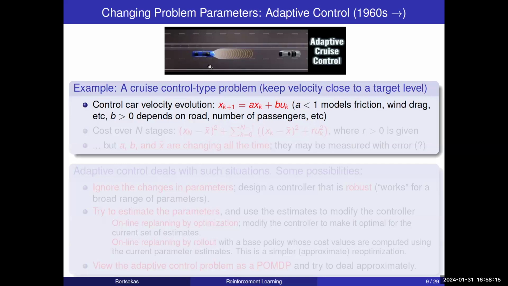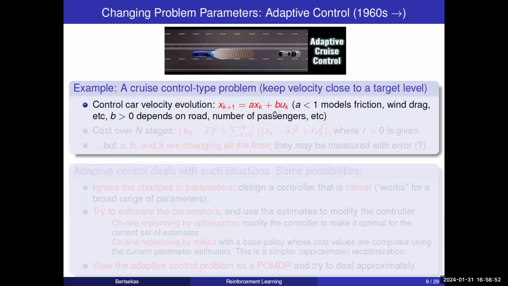So let me give an example here. A simplified problem of adaptive cruise control. Okay, here the objective is to keep the velocity of your car close to some target level that the driver may set. Says, I want to drive close to 60 miles an hour. I want to go 50 miles an hour, something like that. So we want to regulate the velocity of the car. And the car's velocity at time k is denoted by xk.